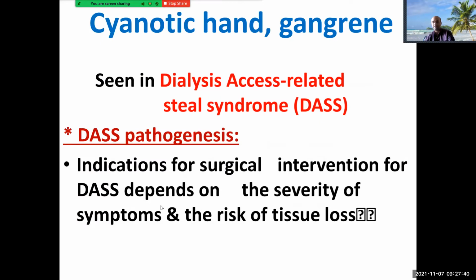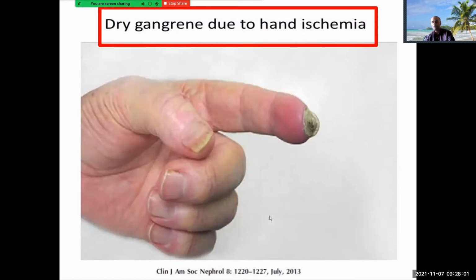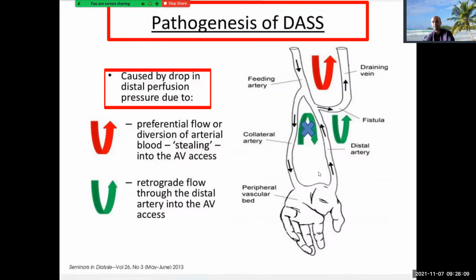Cyanotic hand and gangrene are seen in dialysis access-related steal syndrome. Dialysis access-related steal syndrome pathogenesis. The indication for surgical intervention in dialysis access steal syndrome depends on the severity of symptoms and risk of tissue loss. Dry gangrene due to hand ischemia is an indication for surgery for steal syndrome. For this patient, this is a picture of dry gangrene due to hand ischemia.